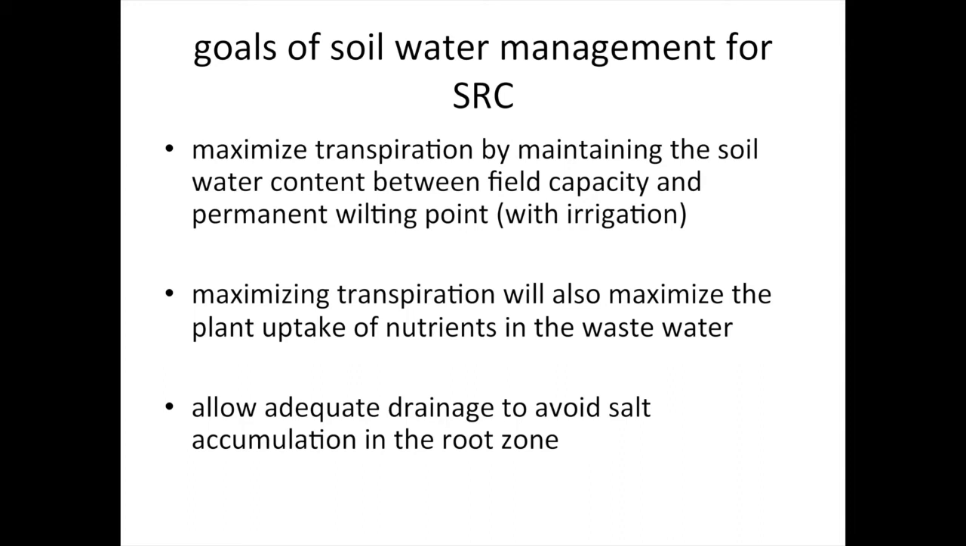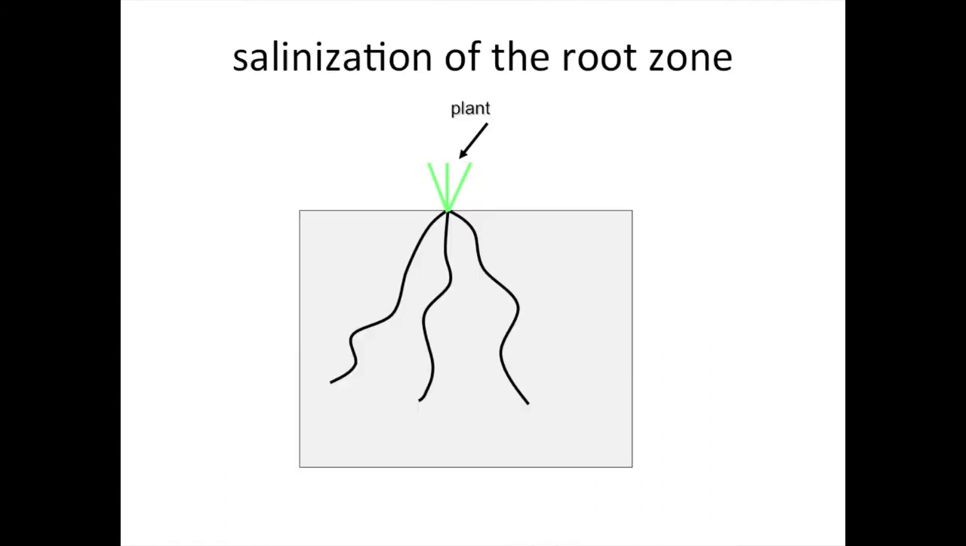By maximizing the transpiration, we'll also maximize the plant uptake of nutrients in the wastewater. So this is actually the main mechanism for wastewater treatment in these systems: to take the nutrients in the wastewater that are potentially contaminants if released into other areas in the environment, and use them for growing fiber. With the little caveat here that we still want to allow enough drainage to avoid salt accumulation in the root zone. And I'll talk a little bit about that.